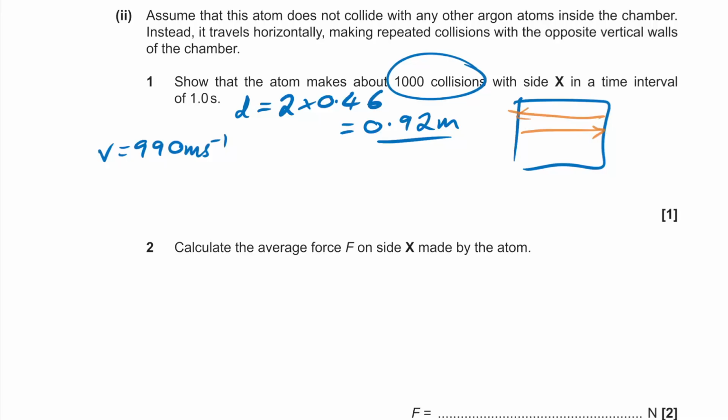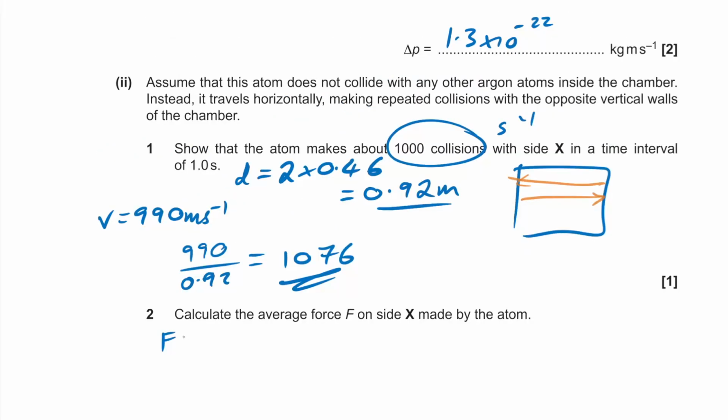We're looking for collisions per second. So therefore, we're going to do 990 divided by 0.92. And we end up with 1,076 collisions. Calculate the average force on side X made by the atom. So we're looking for force.